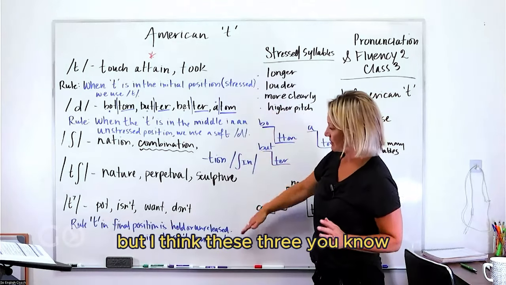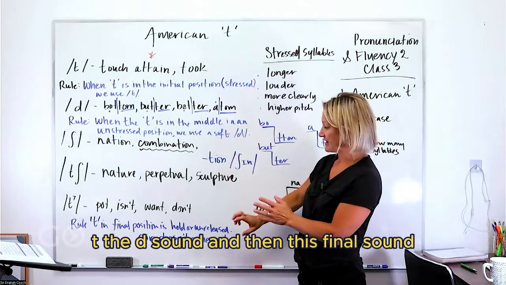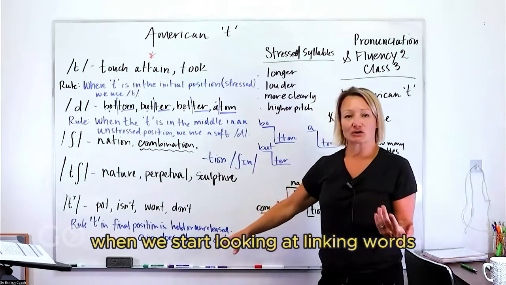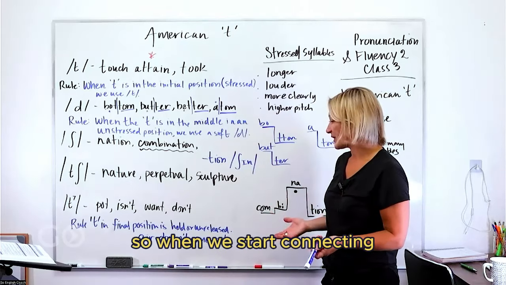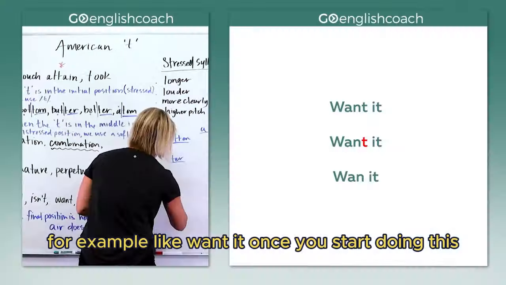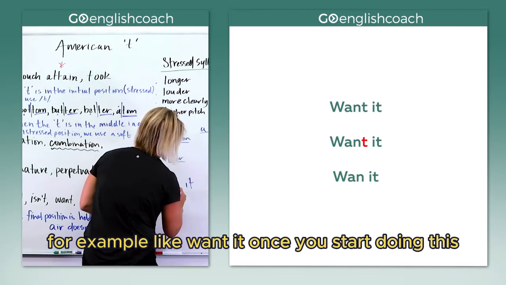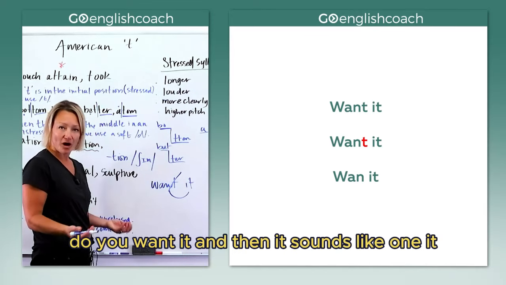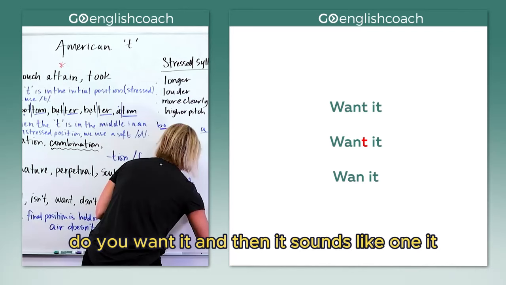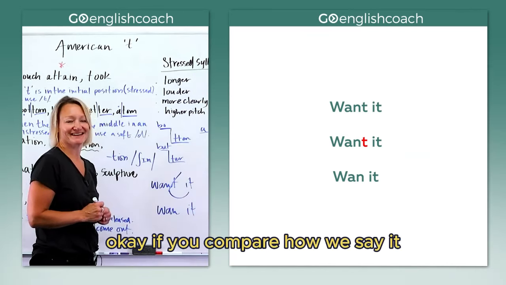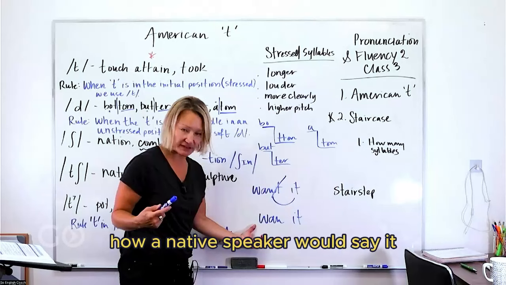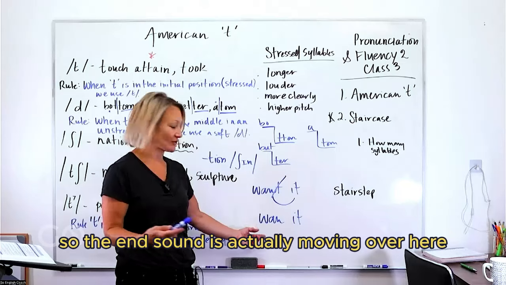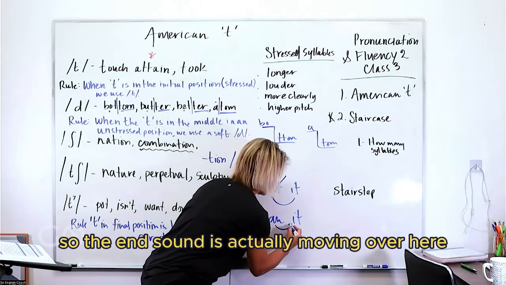But I think these three, the T, the D sound, and this final sound, will actually become really important when we start looking at linking words. So when we start connecting, for example, like want it. Once you start doing this, you want it, you want it. So this actually totally goes away. Do you want it? And then it sounds like one it. If you compare how a native speaker would say it, want it, do you want it? Do you want it? So the N sound is actually moving over here.